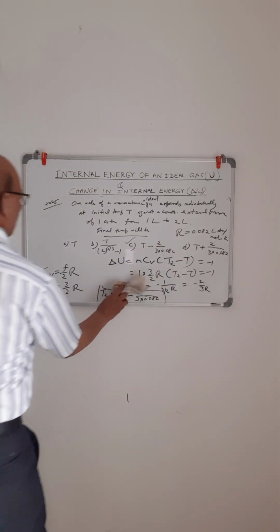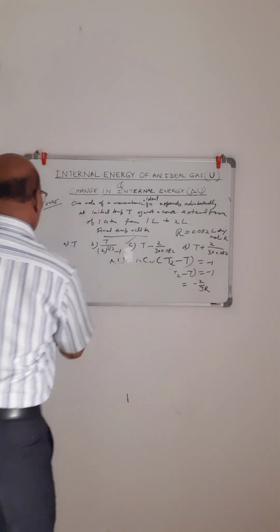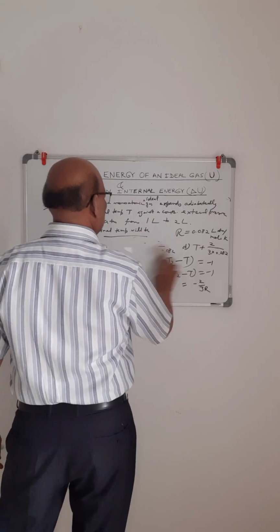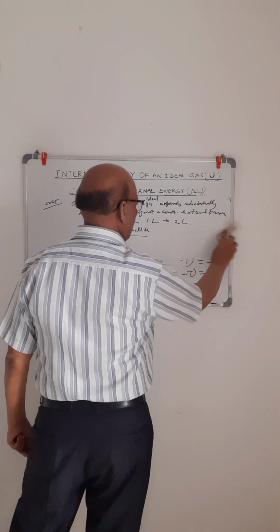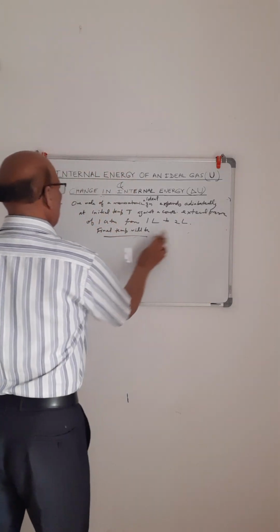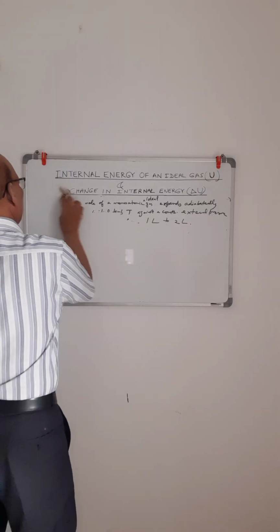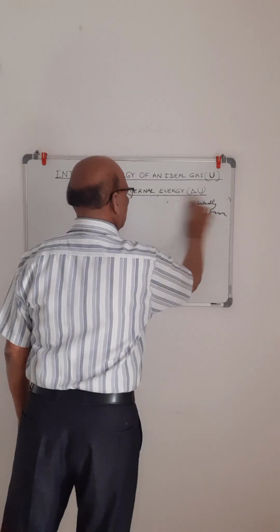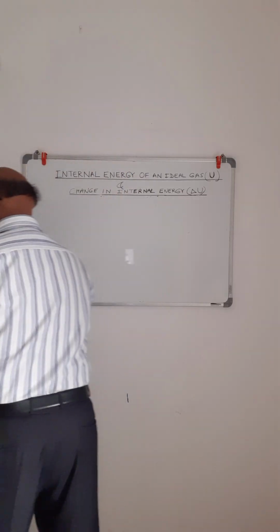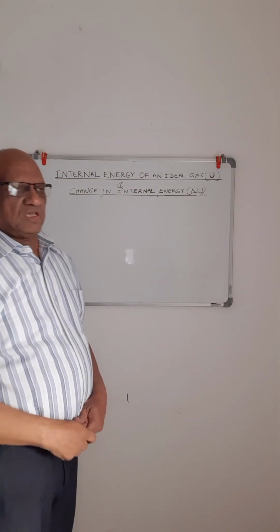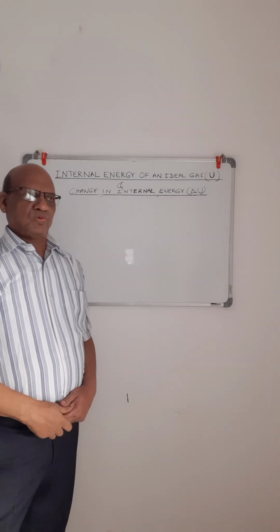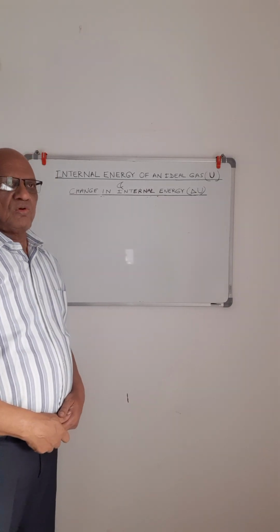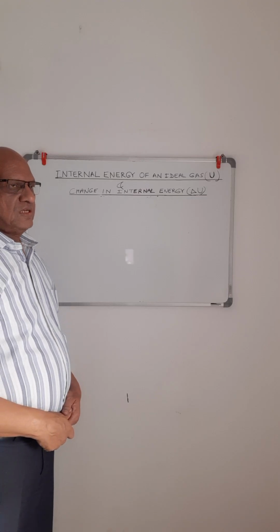Okay, this is how we can find out the values of delta U by nCV into T2 minus T1, where CV will be equal to f by 2 into R, where f is the number of degrees of freedom which varies as per the atomicity of the gas. Degrees of freedom is 3 for monoatomic ideal gas, and it is equal to 5 for diatomic ideal gas, and it is equal to 6 for polyatomic ideal gases.